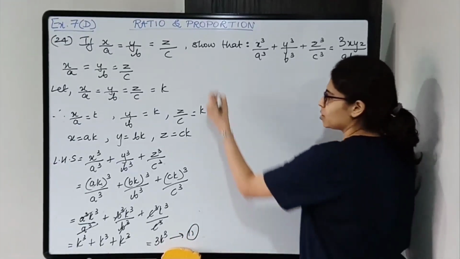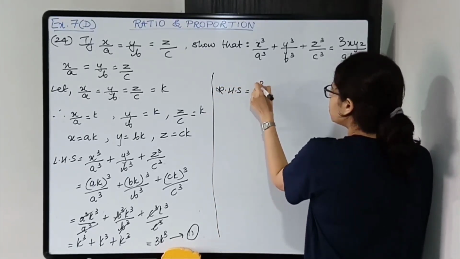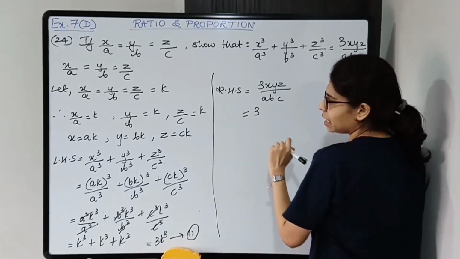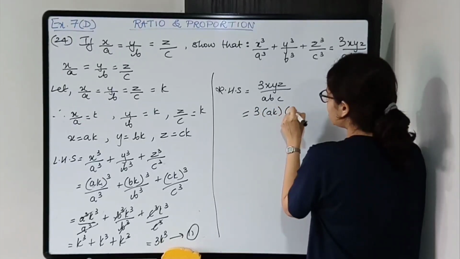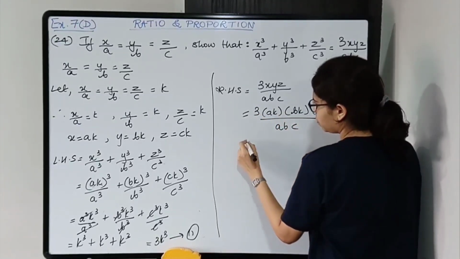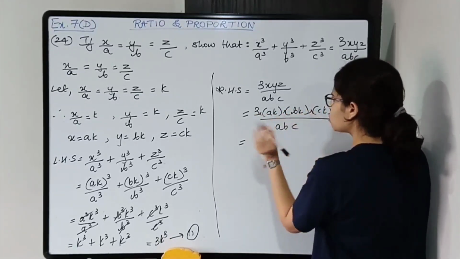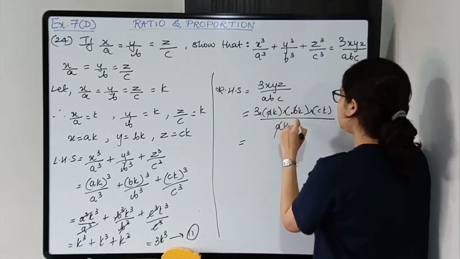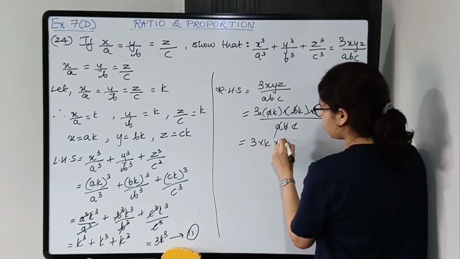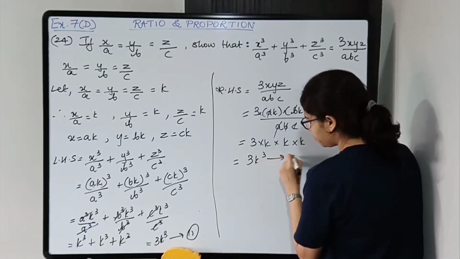Now let's check RHS. You should get the same, only then will they be equal. So 3xyz upon abc. x is ak, y is bk, z is ck upon abc. There is a multiplication sign everywhere in between, there is no plus or minus sign, so I can cancel out a, b, c. So we are left with 3 into k into k into k, and nothing in the denominator. So 3k cube. Mark this as 2.